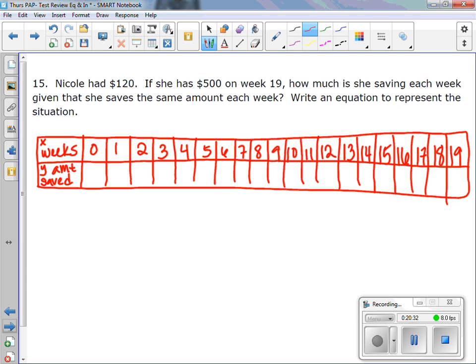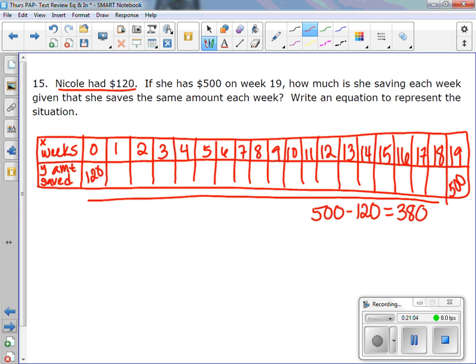Perfect. Okay, so on the 19th week, she had $500. She started with 120. That's why it said she had 120. So we want to know how much she must have been saving every week. She's saving the same amount each week. So if she ended with 500, take away what she originally started with. That gives her $380 that she saved over this time period.